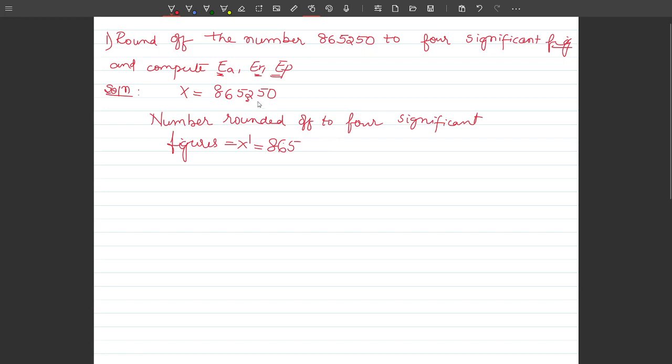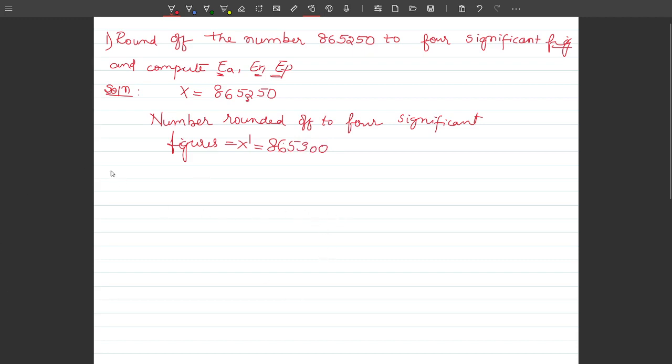In the textbook it is given that 865200, because they have kept 2 as it is, but I'll take this since you have 5 here, so I can write it as 865300.